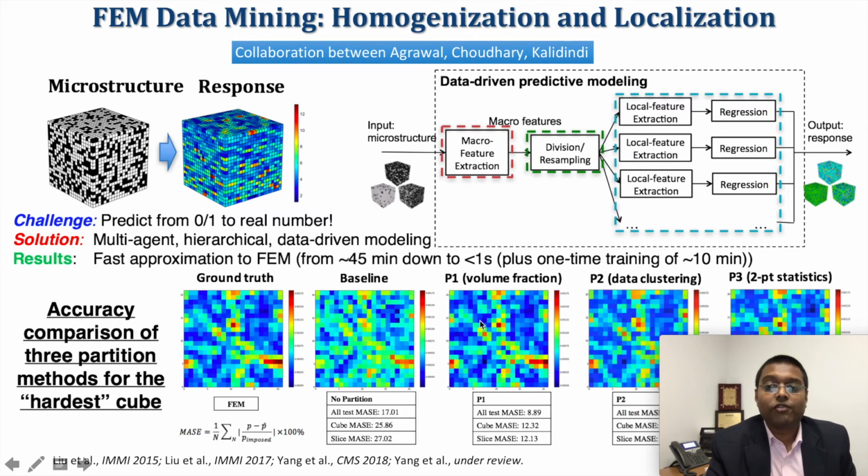So here you see there are four different scenarios. As you add more and more domain knowledge into the model, like the far right, you see 2-point statistics based data mining models. There we can very accurately reproduce these hotspots in a fraction of the time. So down from 45 minutes to less than a second, plus a one-time training cost, which is a few minutes. So this can be very useful for this workflow of FEM-based calculations.